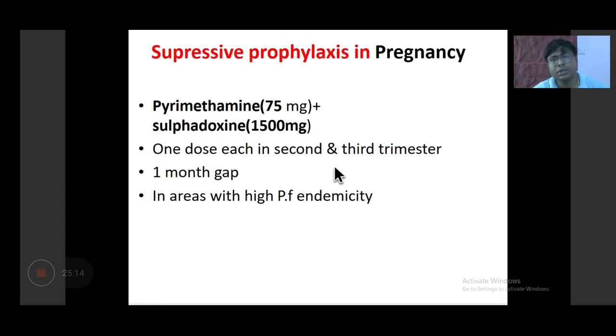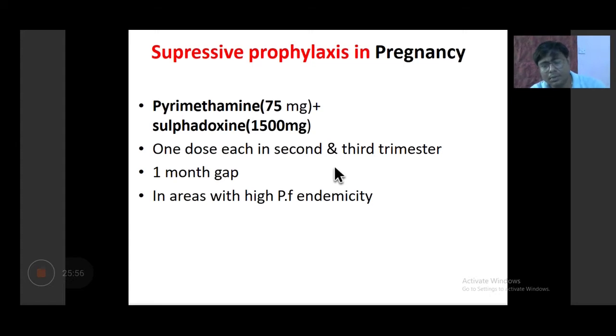Now, what shall we do with the pregnant lady? As we said, the drugs which we are using for prophylaxis in the normal population are contraindicated in pregnancy. So there is one regimen for suppressive prophylaxis in pregnancy. Again, it is a very special regimen. You need to remember it. Here, a combination of pyrimethamine and sulfadoxine is given. So one dose each in second and third trimester. 1 month gap should be there between two doses, and it should be given to the pregnant lady who are living or residing in the areas with high Plasmodium falciparum endemicity.